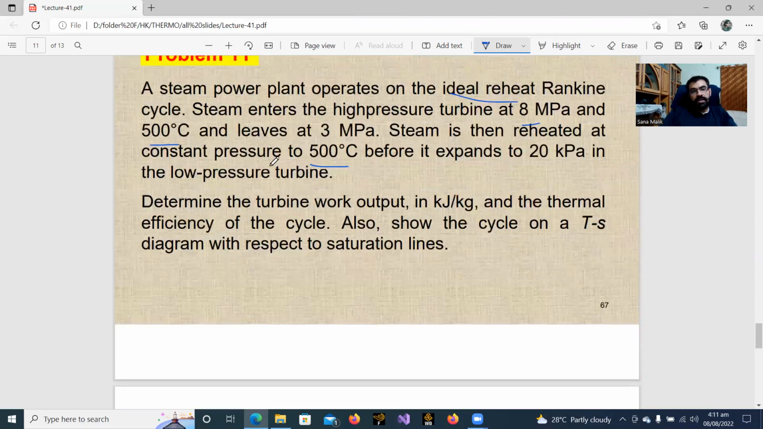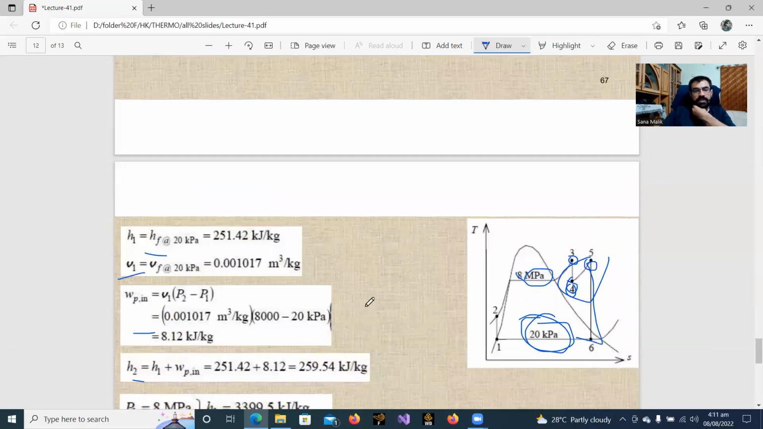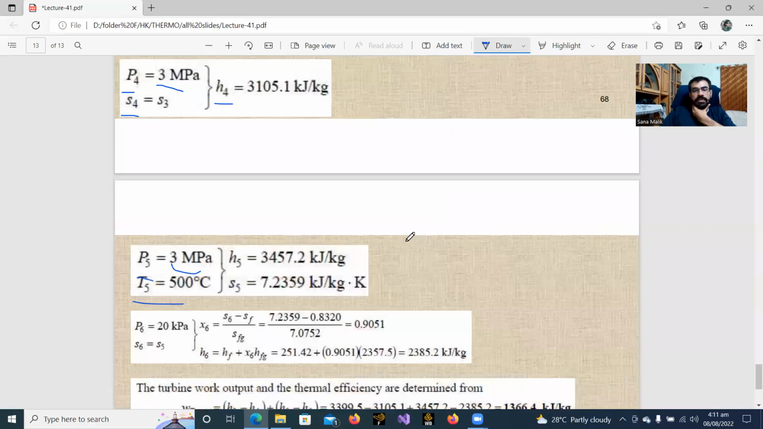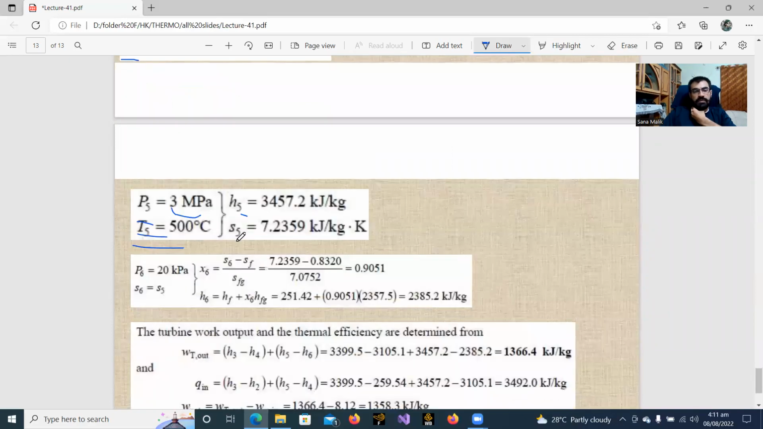The same steam is then reheated at constant pressure to 500 degrees centigrade. P5 is given. This is not constant temperature, constant pressure. Since P5 is given, we can find H4, H5.